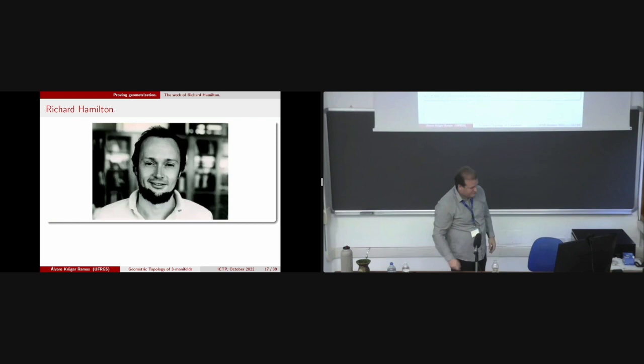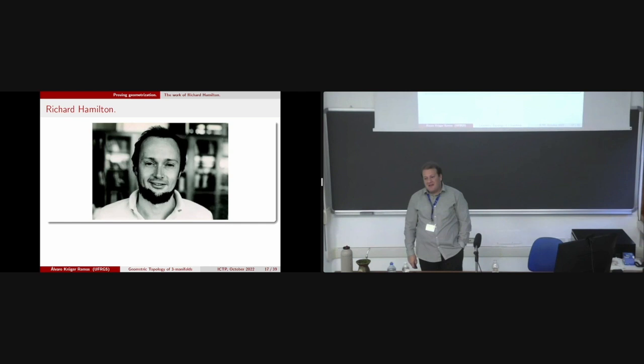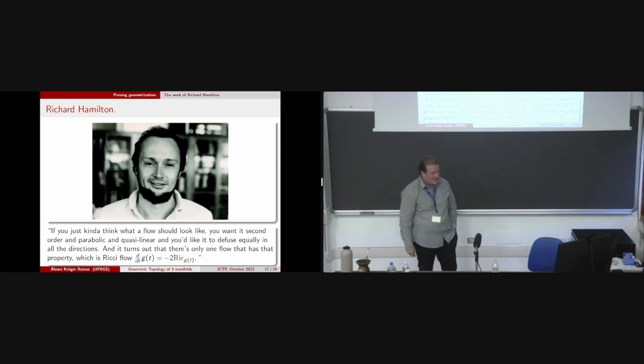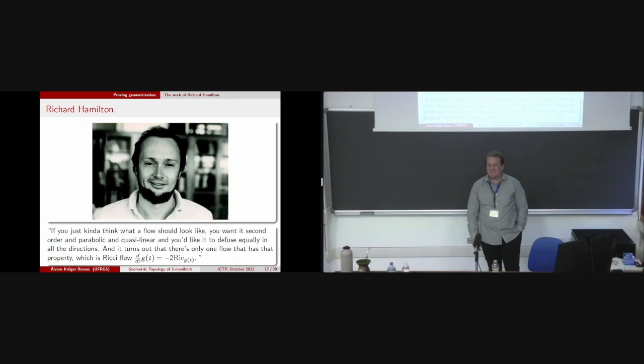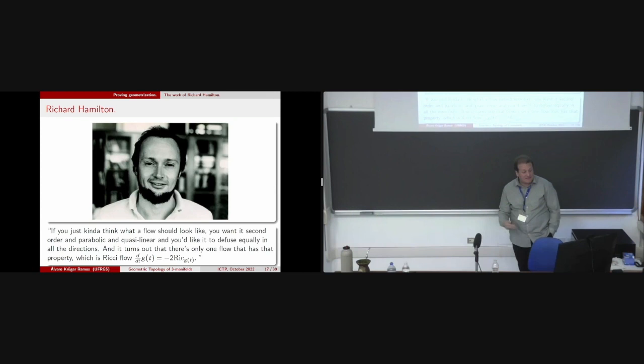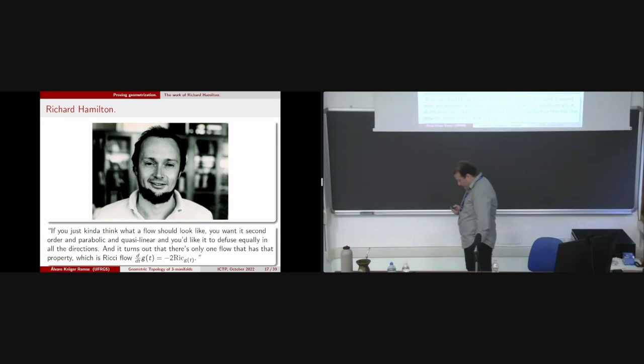And if you are talking about heat flows and curvature flows, you need to mention Richard Hamilton. This is a quote by him not too long ago. It's like this: if you just kind of think what a flow should look like, you want it to be second order and parabolic and quasi-linear, and you like it to diffuse equally in all the directions. And it turns out that there is only one flow that has that property, which is the Ricci flow. And I want on the next slides to explain why.